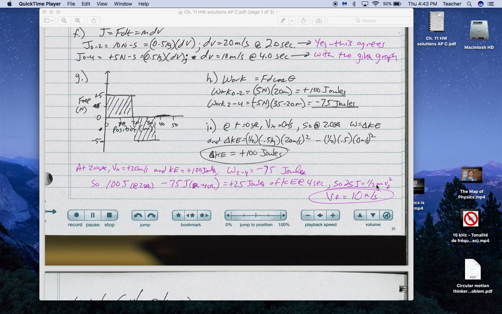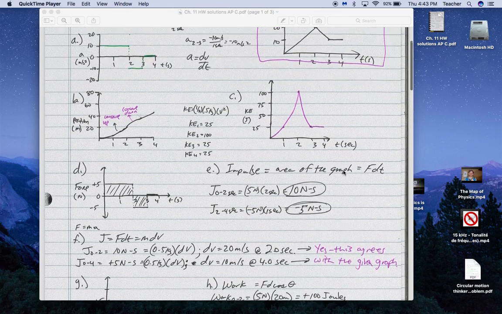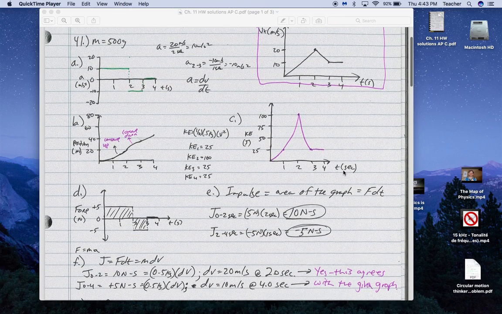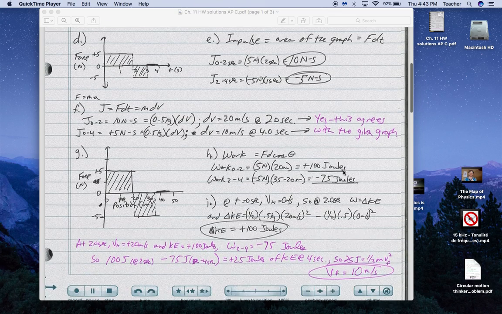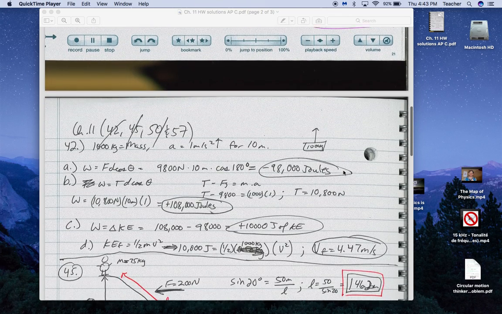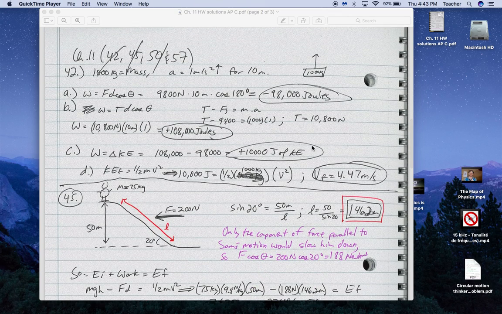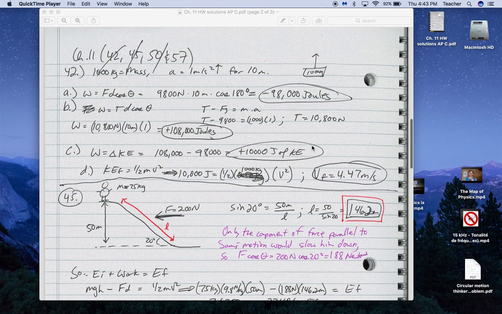So at any rate, I think that this does a really nice job showing how momentum, force, work, position, acceleration, all those things agree with each other. There are a lot of different methods in problem 41, but we're really looking at the same physics from many different perspectives.